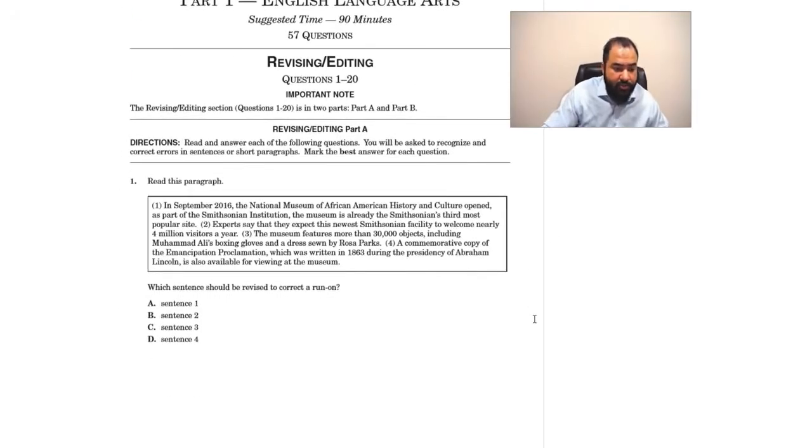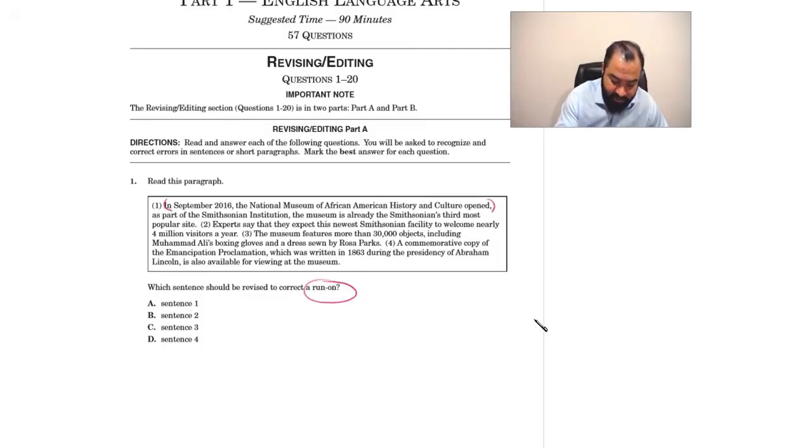So let's practice more. Now here it says, which sentence should be revised to correct the run-on? So we talked about it. It's pretty simple. The run-on means it's continuing, like where you should put a period or something, but it just continues. Let's look at number 1. In September 2016, the National Museum of African American History and Culture opened. So this is one sentence already.